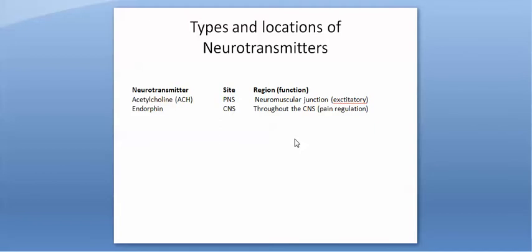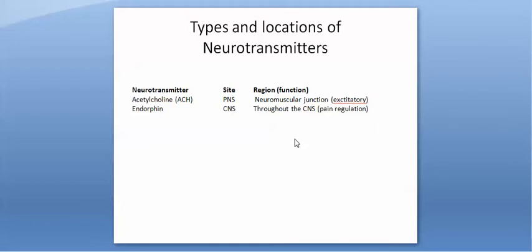So acetylcholine is a big neurotransmitter in the peripheral nervous system, and it's responsible for telling muscles to fire. So they're located at the juncture between a neuron and a muscle. So that's the neuromuscular junction. And they're excitatory neurotransmitters. Now there are inhibitory neurotransmitters as well, but this one is excitatory.